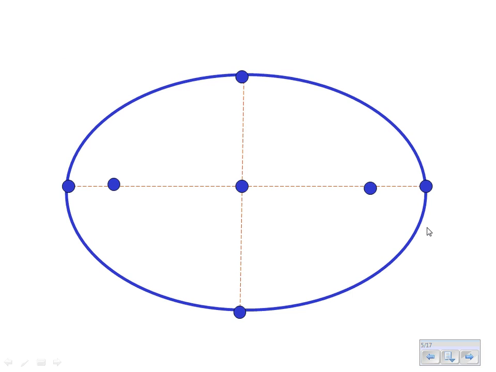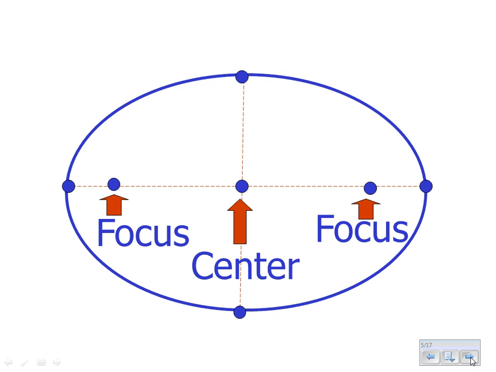Now let's take a look at the parts of an ellipse. So you want to add these to your drawing on your notes. First of all, there is the center, which is in the center, and these 2 points are each called a focus. Plural is foci, F-O-C-I. Not sure if I can write that on here. Yeah, that would be the plural, foci.